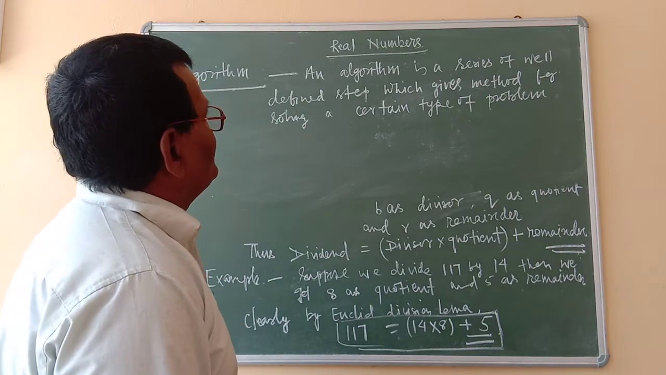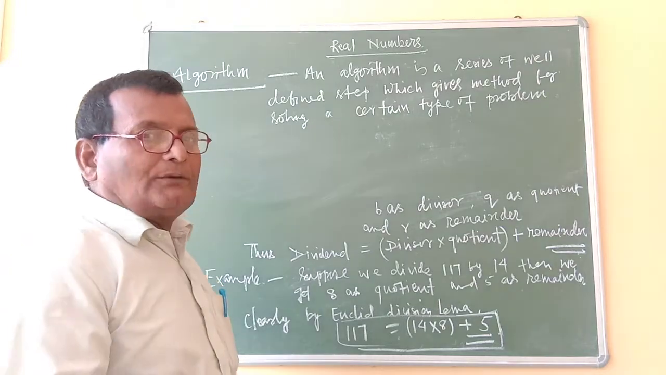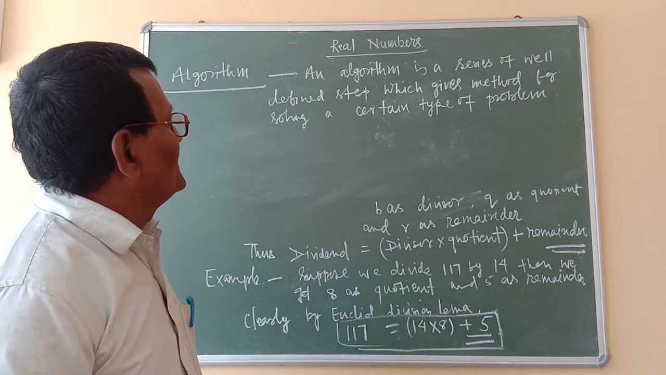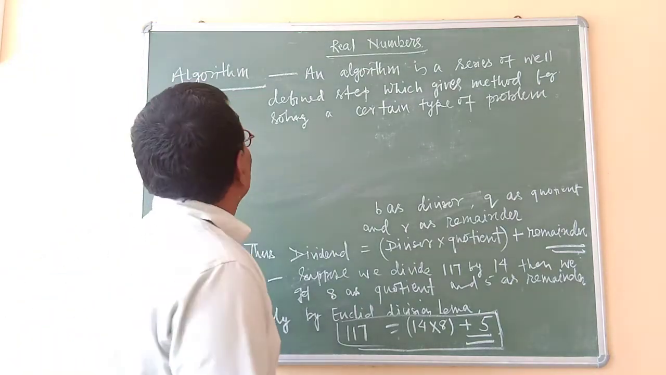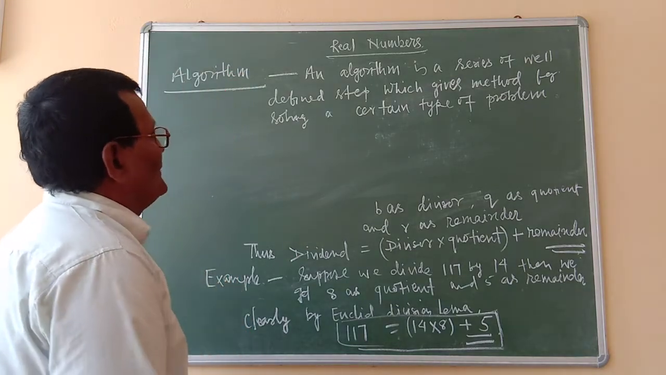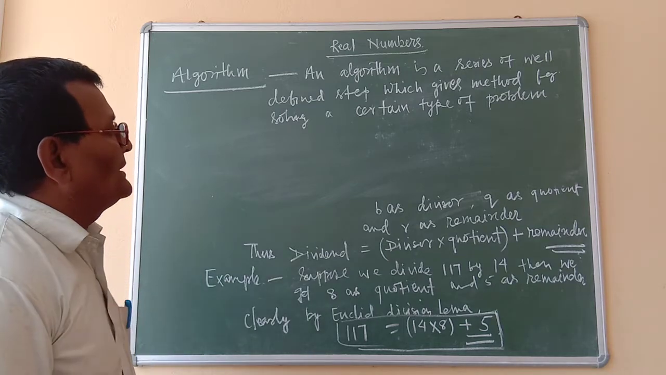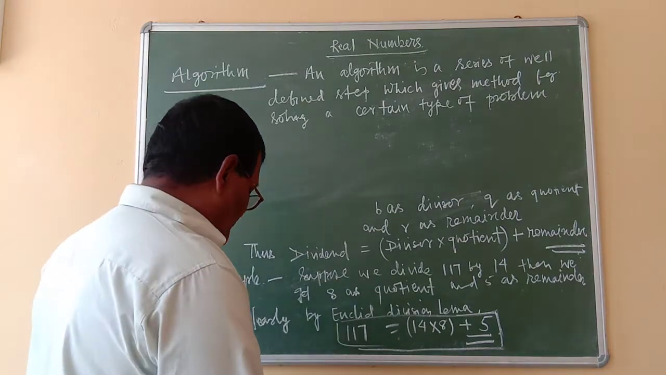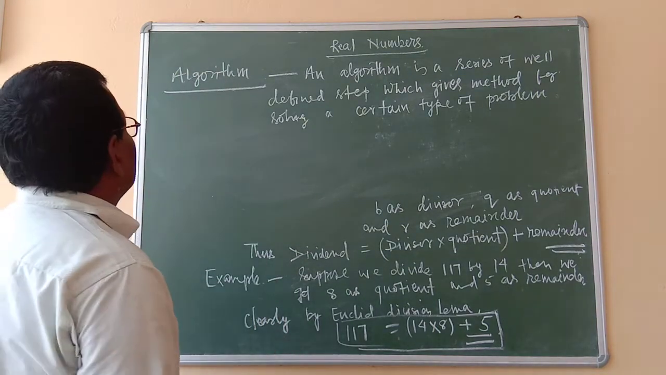An algorithm is a series of well-defined steps which helps us solve a certain type of problem. That is called an algorithm. An algorithm is a series of well-defined steps which gives a method for solving a certain type of problem.